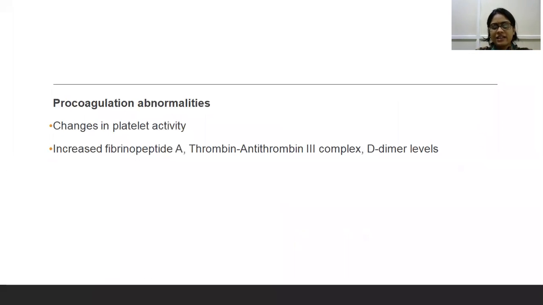Apart from systolic and diastolic dysfunction and abnormal valve morphology, there are also coagulation abnormalities. There are changes in platelet activities. There are increased fibrinopeptide A levels, increased thrombin-antithrombin 3 complex levels, and increased D-dimer levels. All of these result in an increased tendency for hypercoagulability, resulting in clot formation, which may embolize and cause thromboembolic episodes.